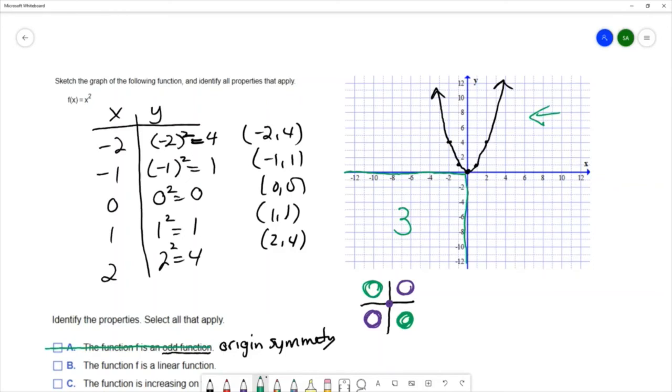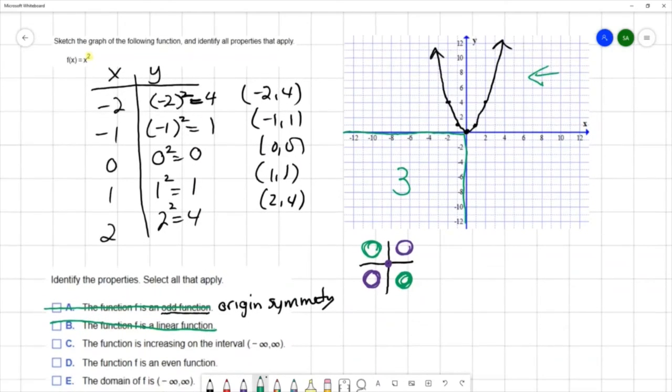that first statement. The next statement says the function is a linear function. A linear function happens when you have your variable to the first power. Our variable is squared, so this is not a linear function. Let's see the next statement.